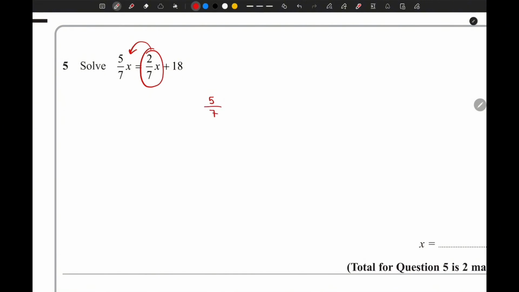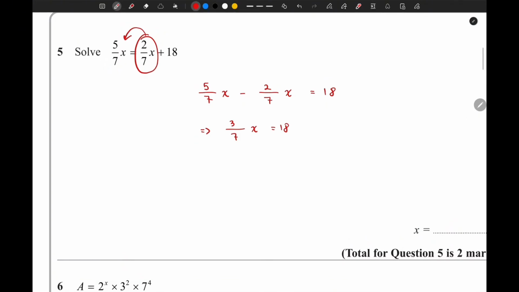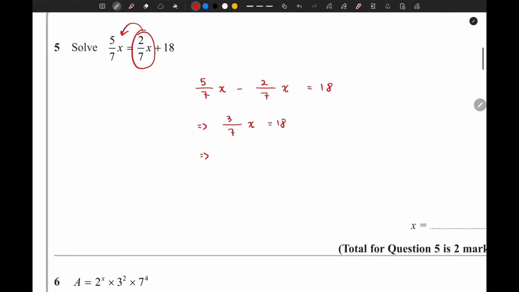So that gives us 5/7x minus 2/7x equals 18. So this will give us 3/7x equals 18. So x will be equal to 18 divided by 3/7, which is 42. So that is the answer to this question.